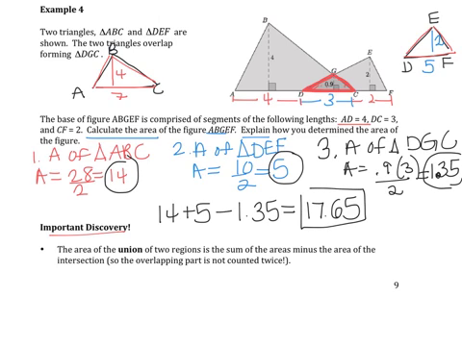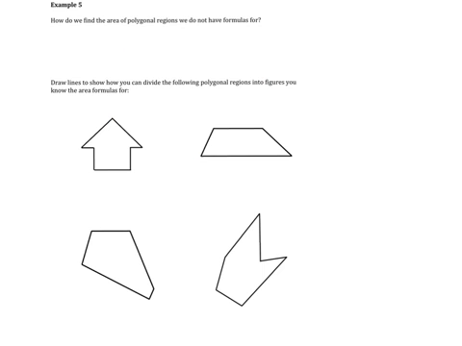So here's an important discovery. The area of the union of two regions is the sum of the areas minus the area of the intersection, so that the overlapping part is not counted twice. So in order to answer this question on how we find the area of polygonal regions that we do not have formulas for, you're going to extend them or break them up into polygons that we do have formulas for. So we want to try and make things into triangles, rectangles, squares, anything along those lines.